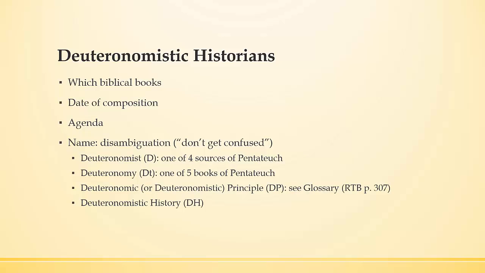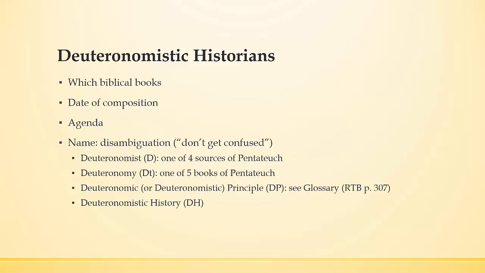The Deuteronomist, abbreviated by the letter D, is one of the 4 sources of the Pentateuch in the documentary hypothesis, the J, E, D, and P, the third of the 4 sources of the Pentateuch. The Deuteronomist is found in one of the books of the Pentateuch, the last of the 5 books of the Pentateuch, the book of Deuteronomy, which is abbreviated DT.